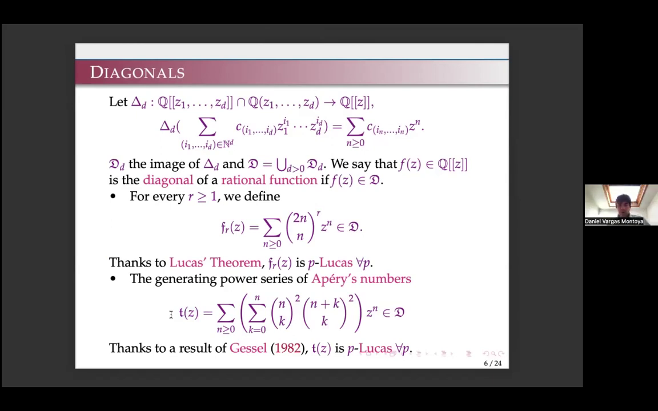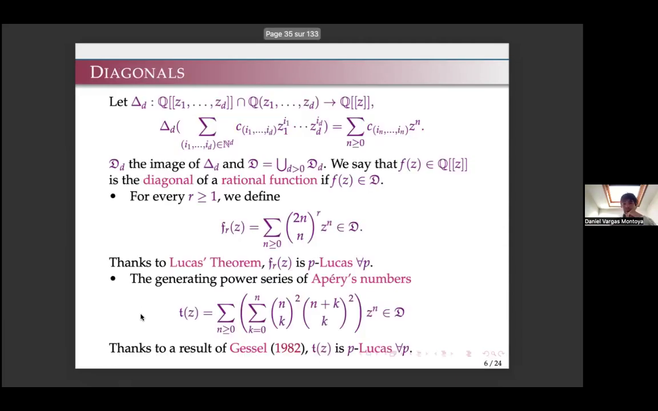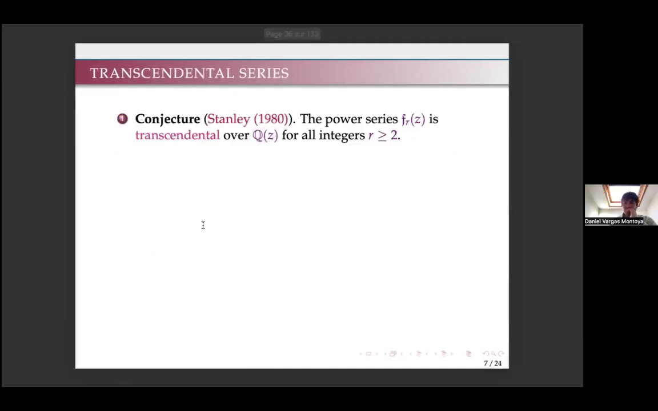Before talking about the algebraic independence, I would like to show how the Lucas congruences appear in the picture of transcendental results. According to my understanding, the starting point is this conjecture due to Stanley. The conjecture says that the power series F_r is transcendental over Q(x) for all integers r bigger than 1. I recall that F_r is this power series. We exclude r equals 1 because F_1 is algebraic.